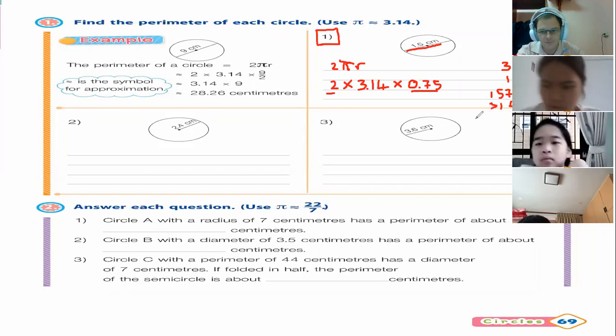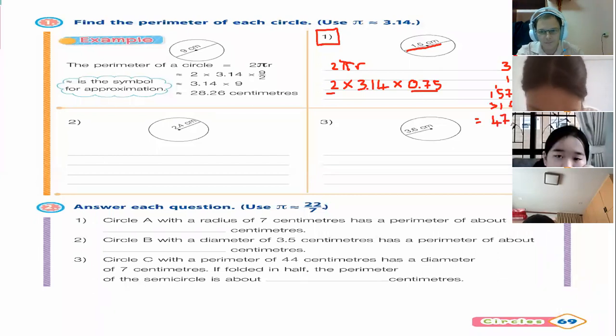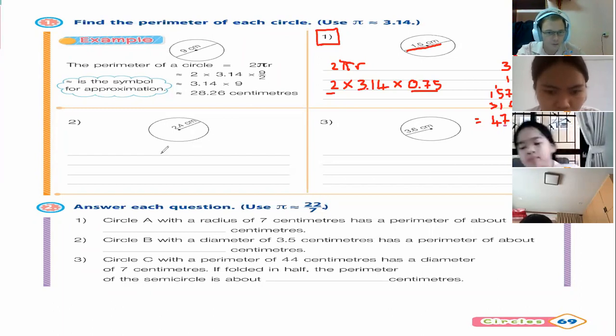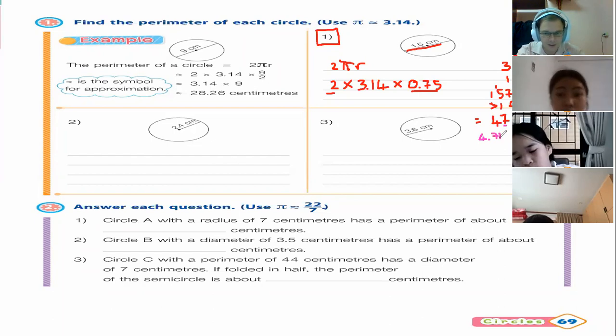1, 3. One here. The one there, it's going to go to 7. And the last one is a 4. And then after we multiply, we have to count the amount of numbers behind the decimal points. 1, 2, 3, 4. So our final answer then will be 4.71. 4.71 centimeters. Okay.